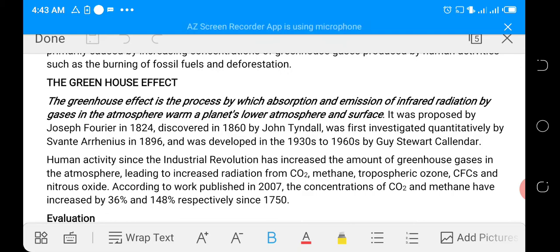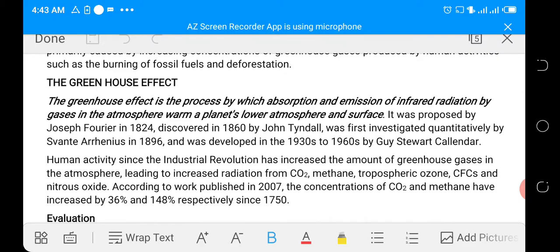The greenhouse effect. The greenhouse effect is the process by which absorption and emission of infrared radiation by the gases in the atmosphere warm a planet's lower atmosphere and surface.